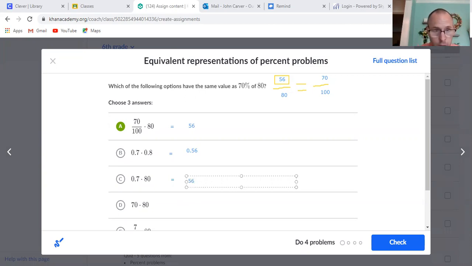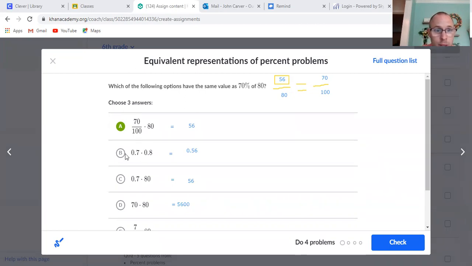And yeah, I am going to check it to make sure. 0.7 times 80 is 56. Good. 70 times 80. Y'all think that one's going to be good? That one's easier. I definitely do that in my head. What's 7 times 8? 7 times 8 is 56. And then you got 2 zeros. Add the 2 zeros. So it's not that one.